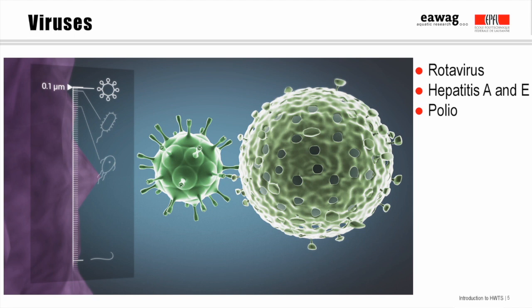Infected people shed large numbers of the virus in their feces, approximately 10 to the 11 viruses per gram of fecal matter. That's 100,000 of millions. The viruses are highly infective. Only 10 to 100 virus particles are needed to cause infection. Rotavirus was estimated to cause over 500,000 deaths each year in 2004, with more than 85% of these deaths occurring in low-income countries in Africa and Asia.